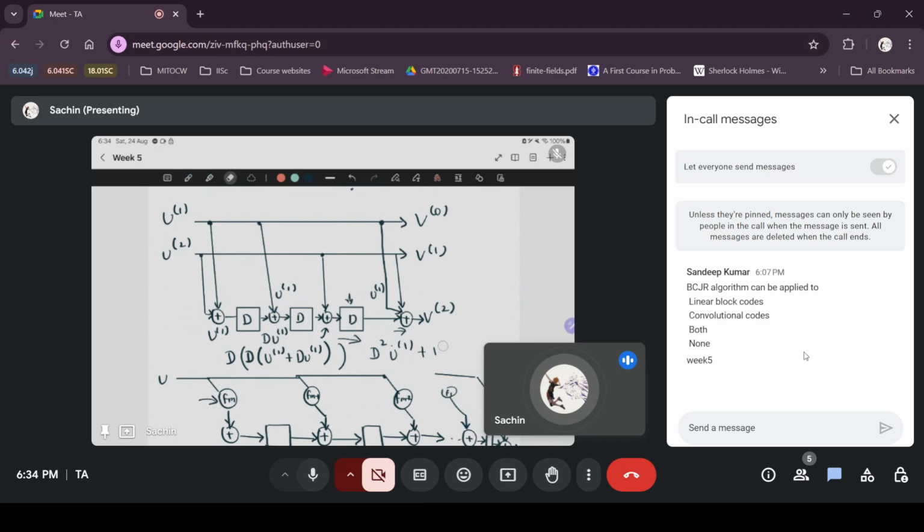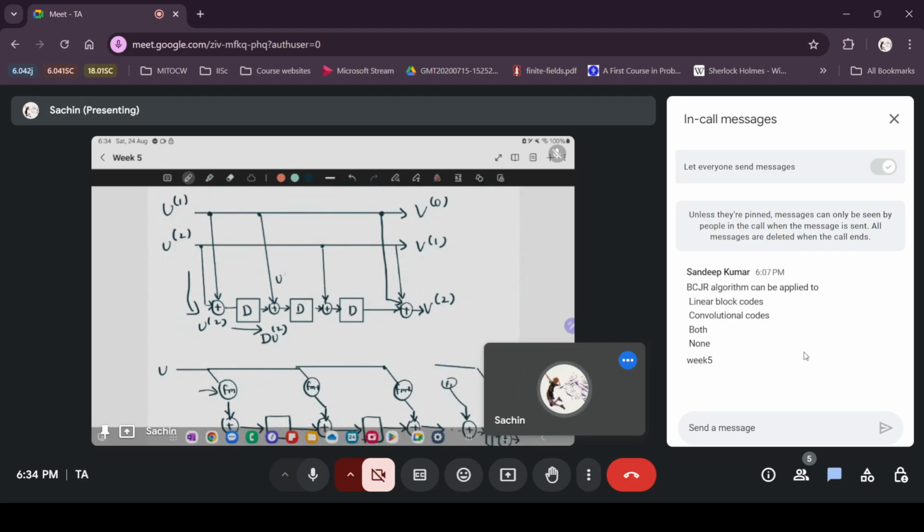But that's only for the first input. You're also adding the second input in each of these places. We'll see what happens to the second input next. So you get the second input here, u of 2. It passes through a delay element and becomes du of 2. To that, you are again adding u of, no, you are not adding u of 2 here.